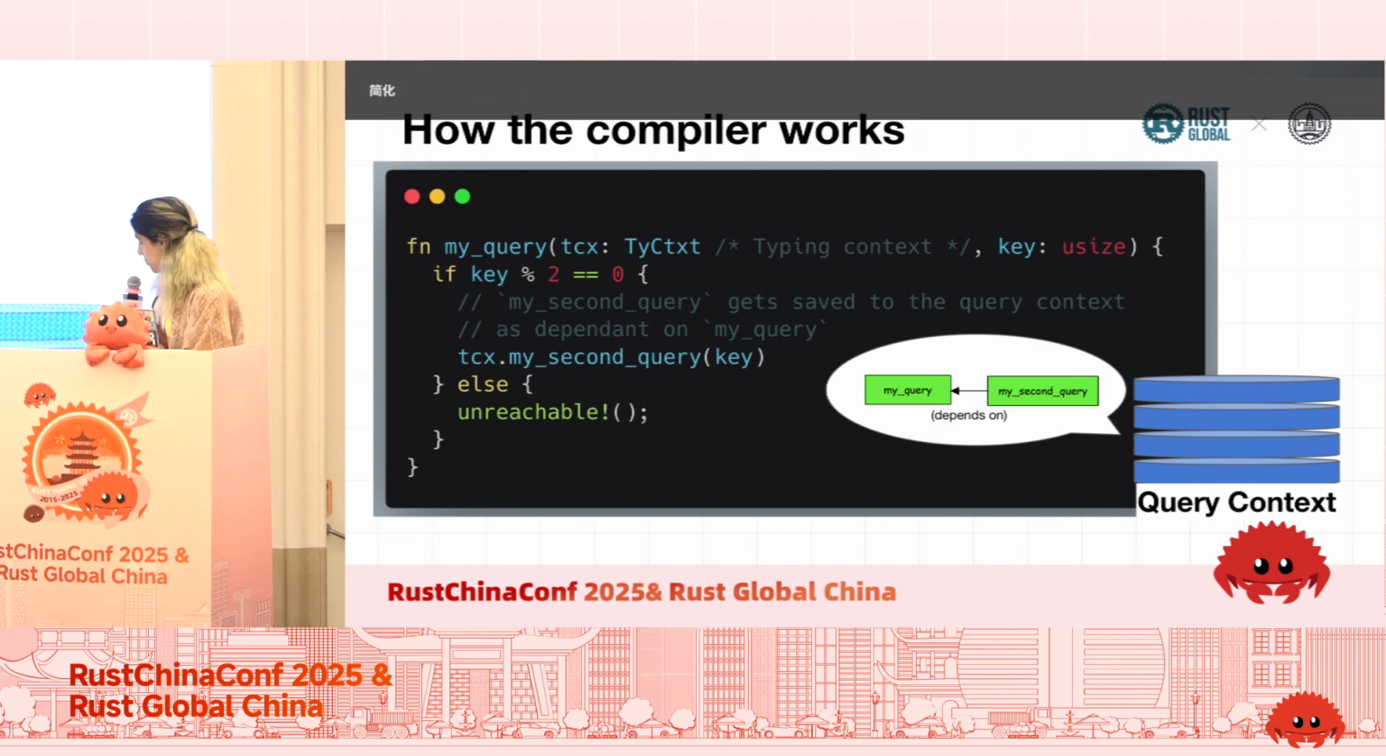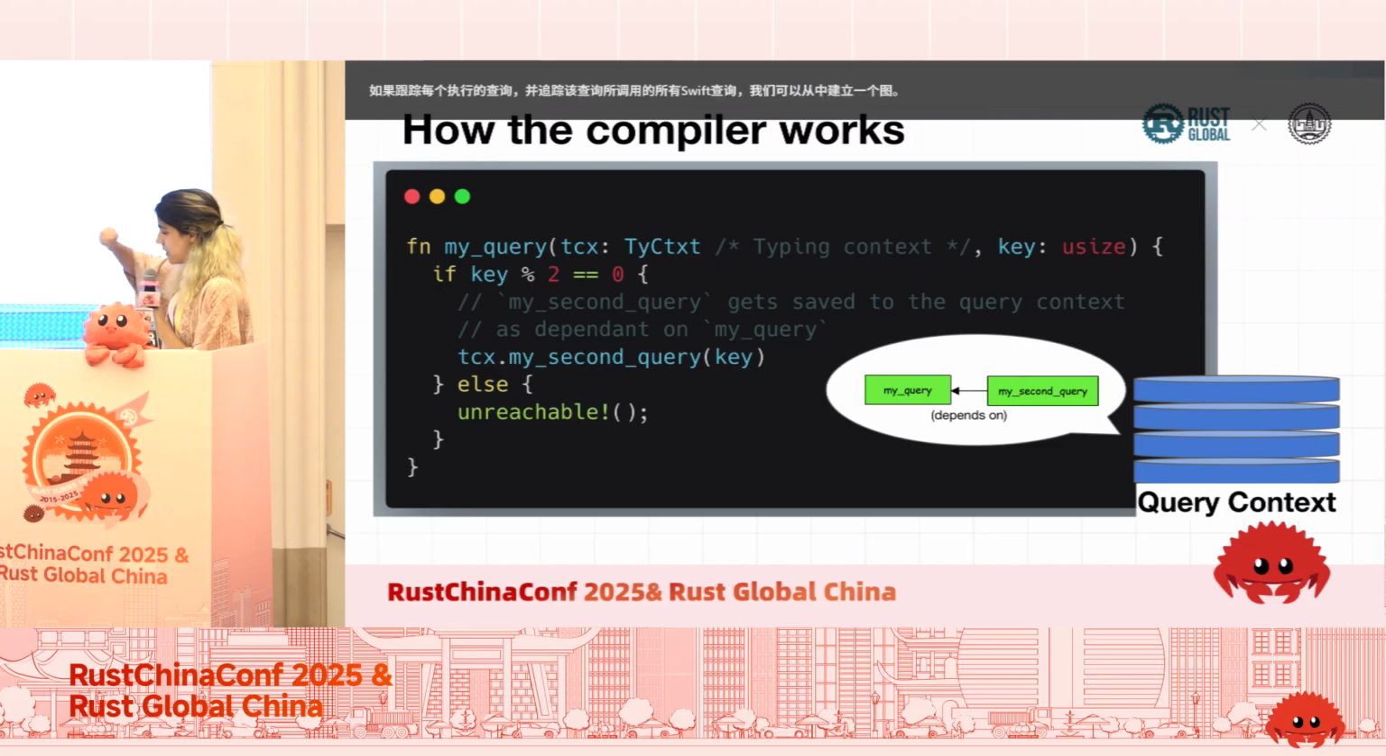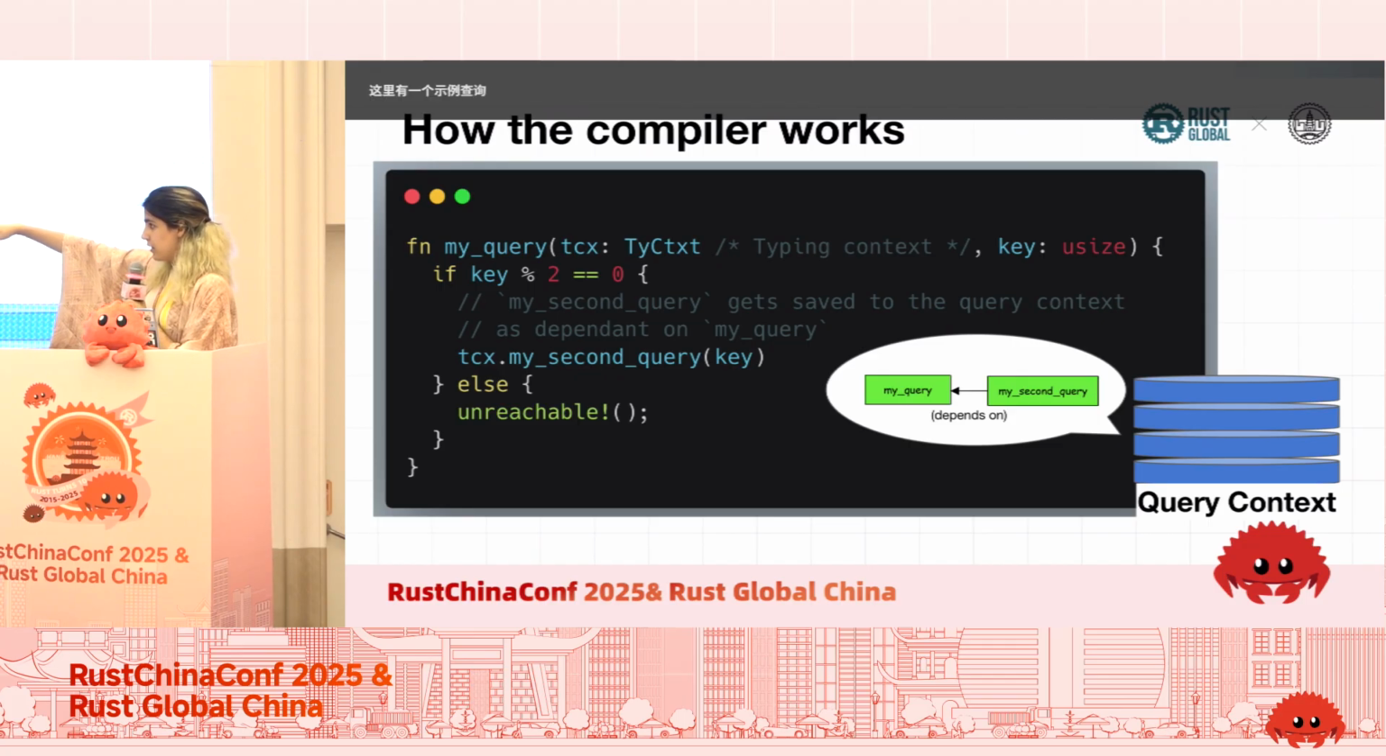Okay, so if we track each executed query and track all the subqueries that query calls, we can make a graph out of that. Here we have an example query, which is just an isEven function. And my query calls my second query with the same key. So the query context saves all that information. So my second query depends on my query. And yeah.